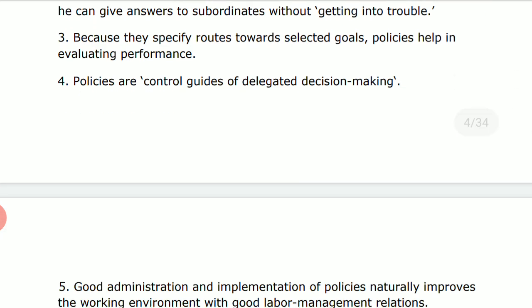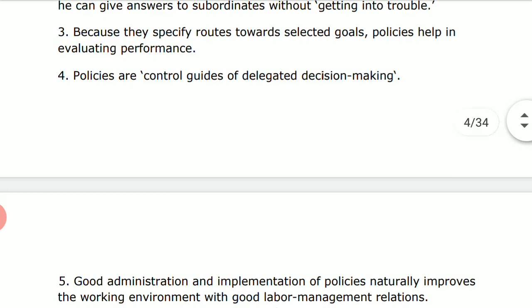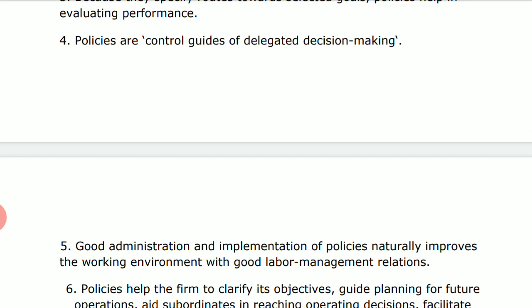Next comes up is, because they specify routes towards selected goals, policies help in evaluating the performance. Naturally, it is a kind of guideline. We have already seen it earlier, right, that it guides the organization, it guides the employees towards the selected goals. So policy helps in evaluating the performance also. So if you follow the policies, your performance can be evaluated like that, and if not, then it may be turning negative, right? So policies are control guides of delegated decision making.